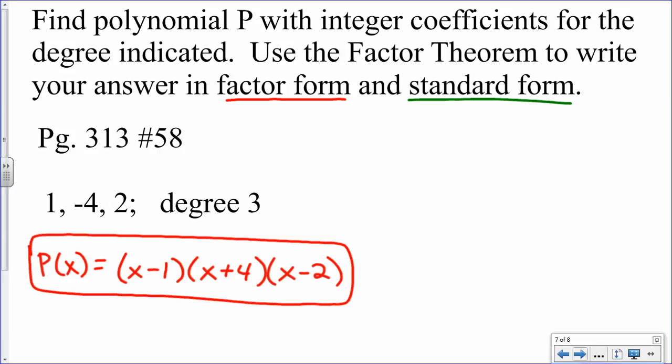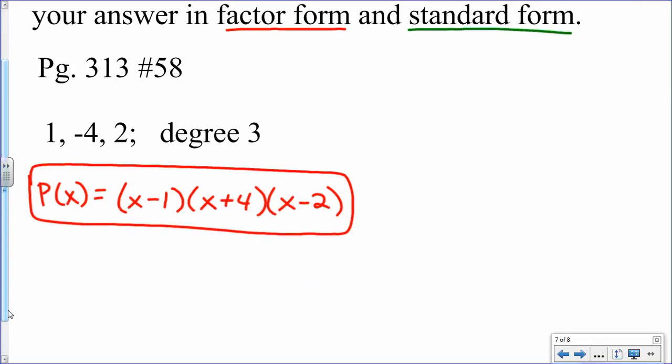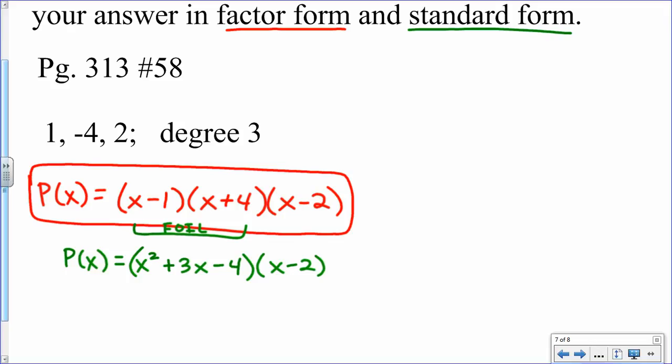Okay? So when you multiply 3 binomials, just take 2 of them and FOIL them first. So you could do the first 2 or the last 2. So x times x is x squared. My outer is 4x, the inner is negative 1x, so that gives me positive 3x. Negative 1 times 4 is negative 4. Okay? And then I have to do that times x minus 2.